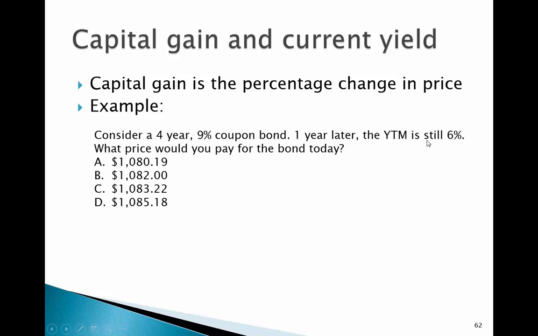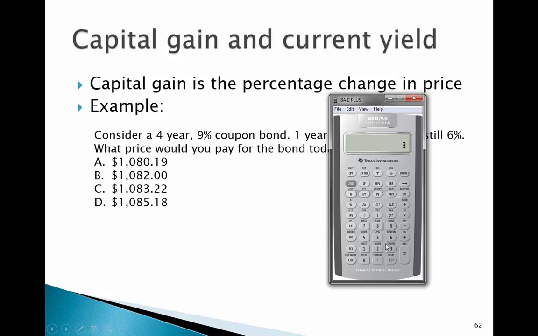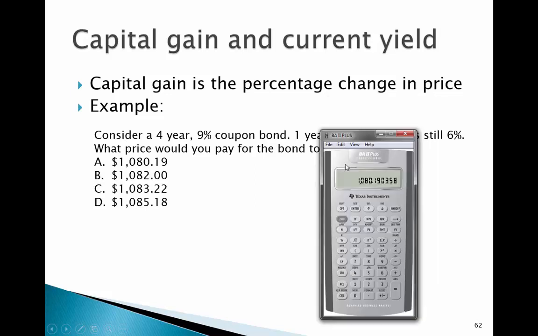Then 1 year later, the yield to maturity is still 6. What would you pay for the bond? Now the only thing that's different is N is 3. The yield to maturity is still 6, the payment's still 90, and the future value is 1,000. There's the price I'd pay for that bond. So A is the price I'd pay for that bond.